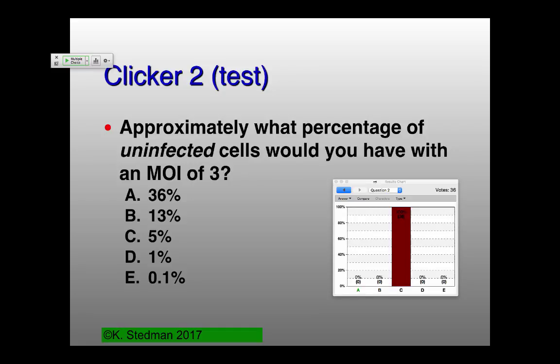So yeah, the correct answer is C, yes, because it's 1 minus the uninfected cells will be the infected cells, and that's your e to the minus m.